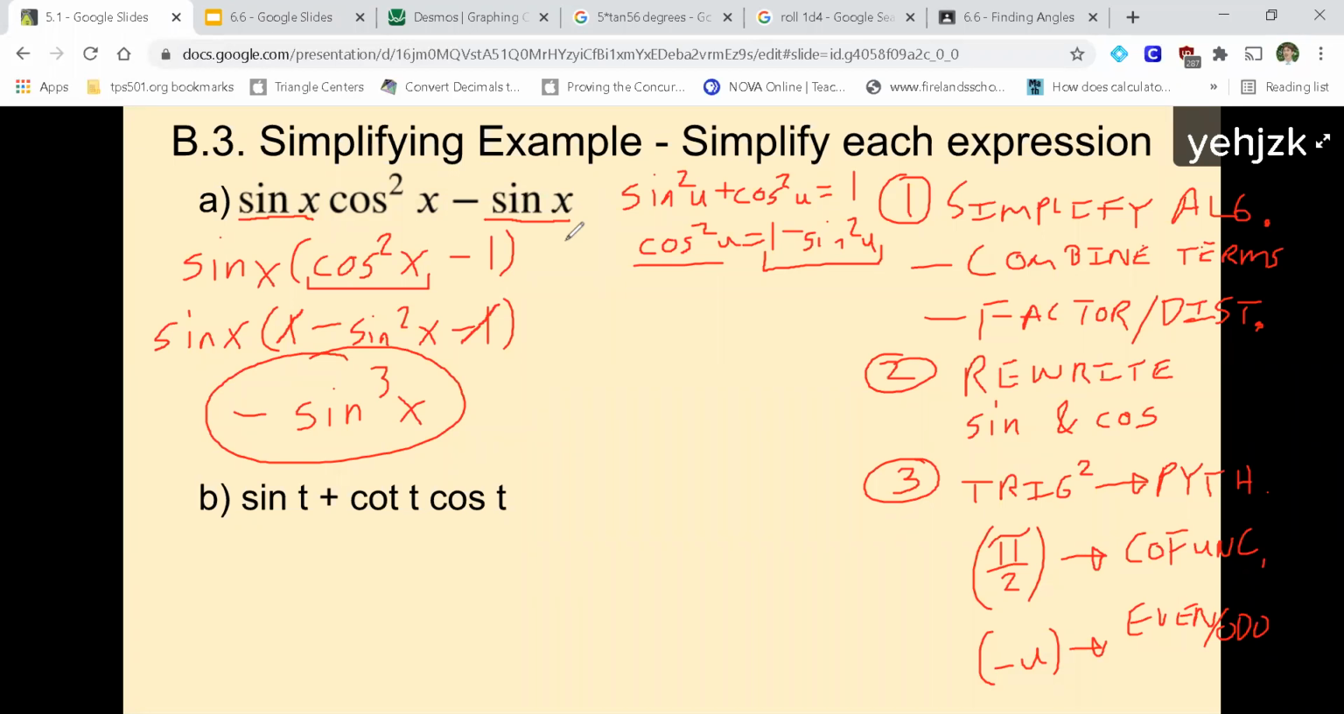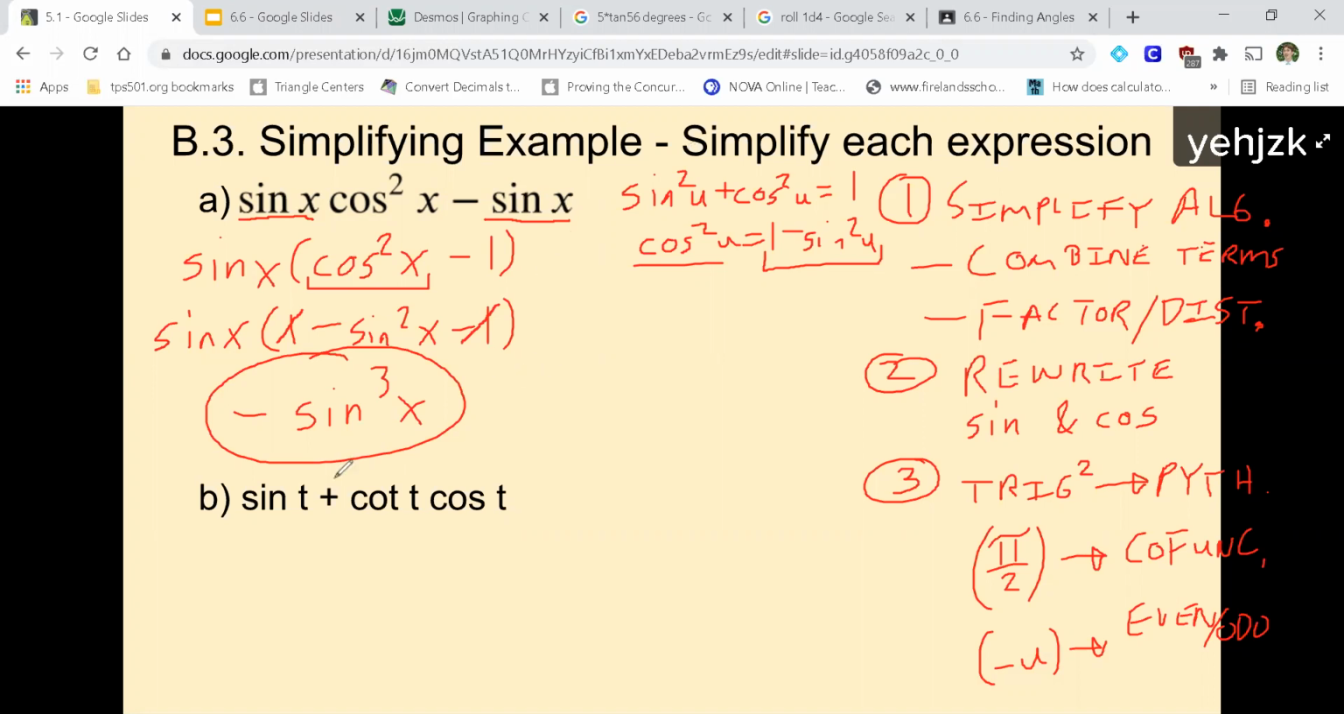All right, questions on A, or really anything about this process? All right, let's try another one.